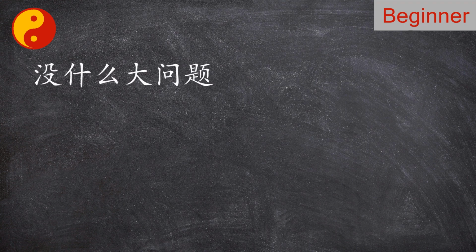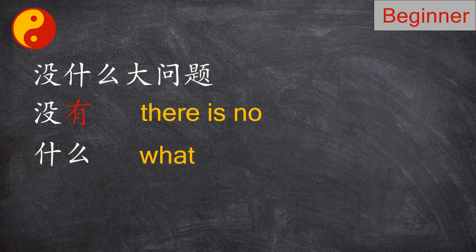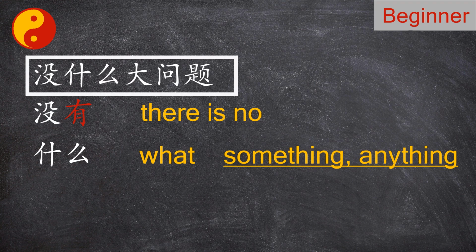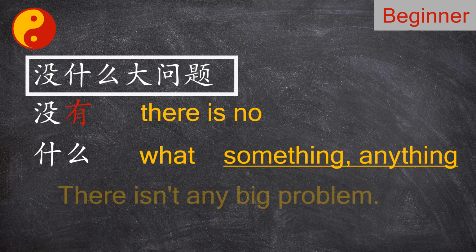First, let's get to the second sentence. 没什么大问题. 没 is actually 没有. It means there is no. In 没有, 有 can be omitted. 什么 means what. It also means something, anything. Here it means something, anything. So, 没什么大问题 means there isn't any big problem.